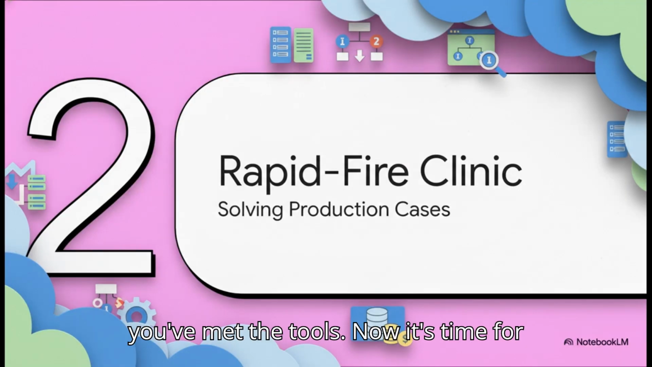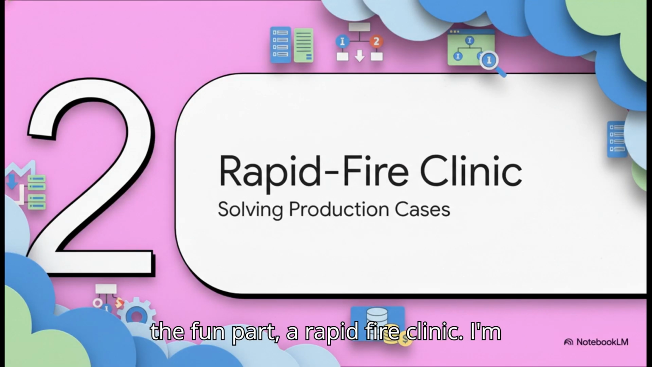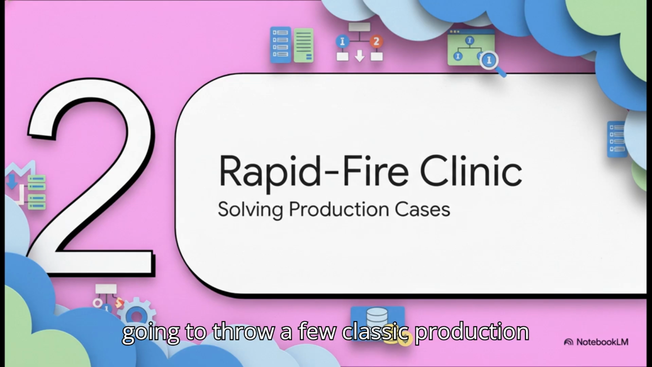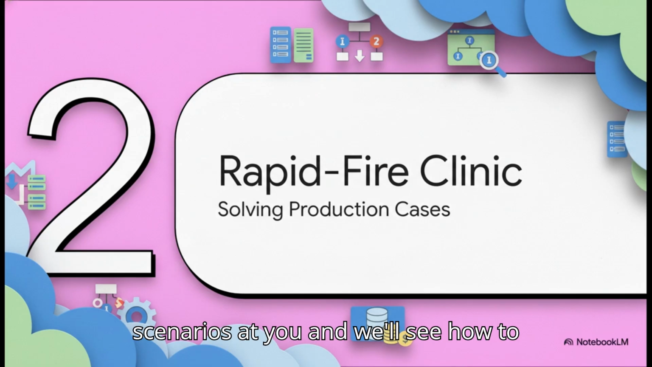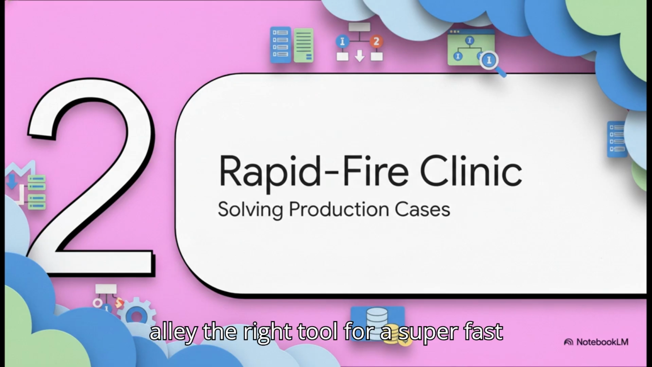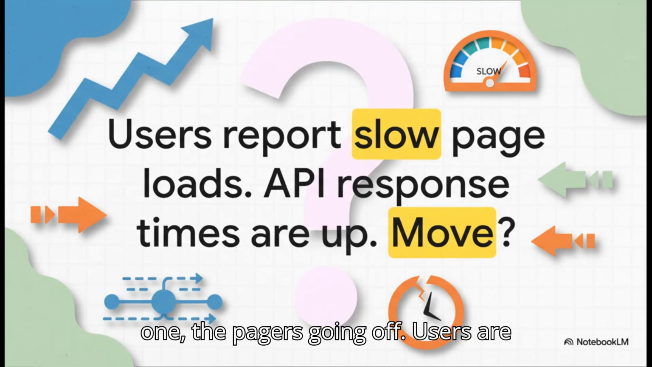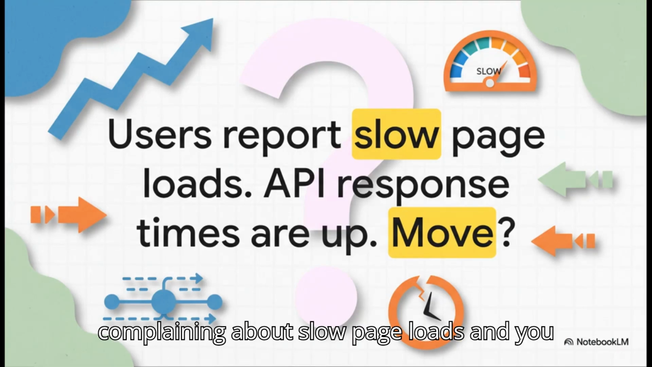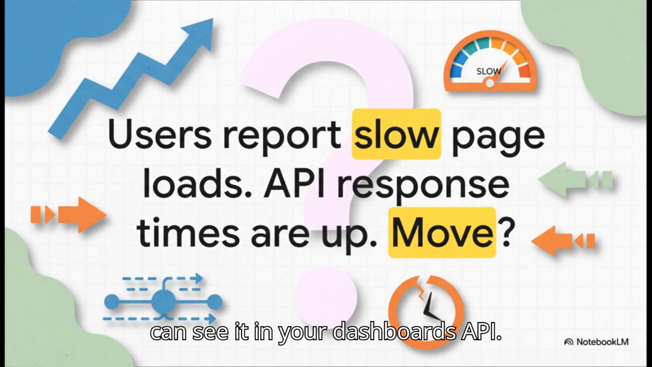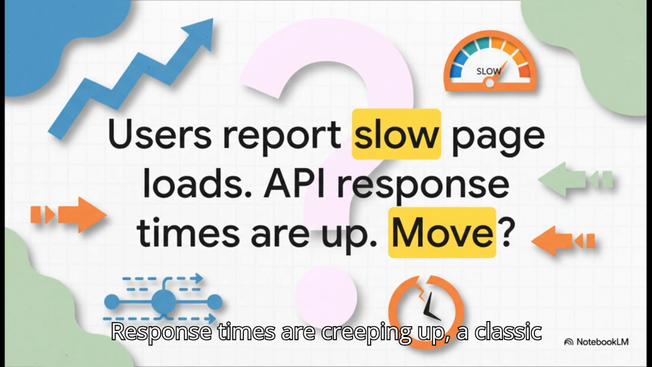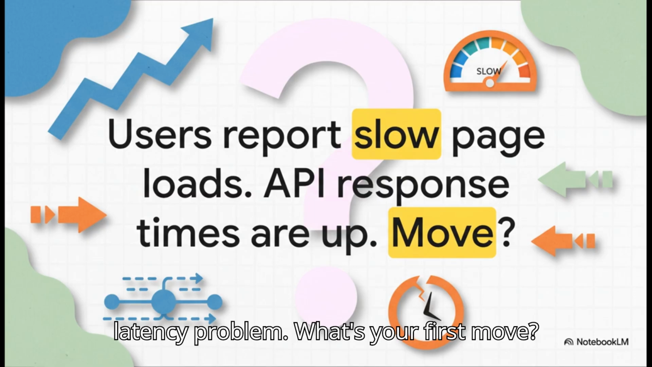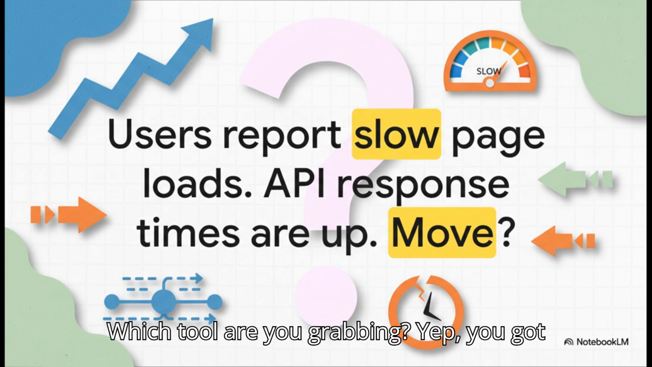Okay, theory's over. You've met the tools. Now it's time for the fun part, a rapid-fire clinic. I'm going to throw a few classic production scenarios at you, and we'll see how to apply the right tool for a super fast diagnosis. Ready? All right, case number 1. The pager's going off, users are complaining about slow page loads, and you can see it in your dashboards. API response times are creeping up. A classic latency problem. What's your first move? Which tool are you grabbing?